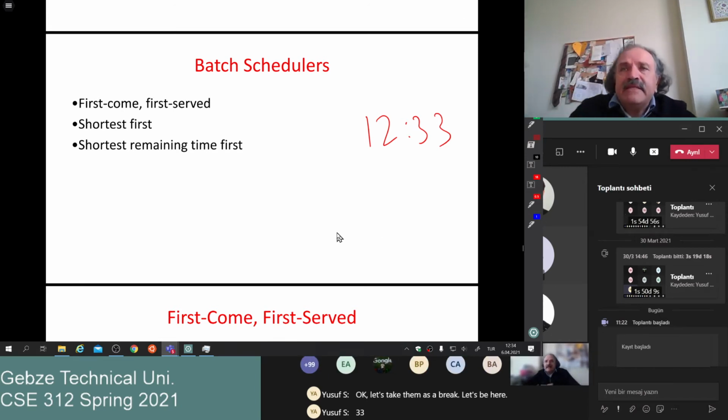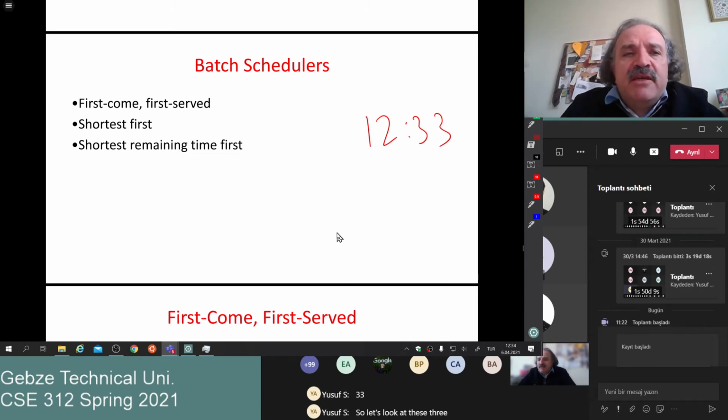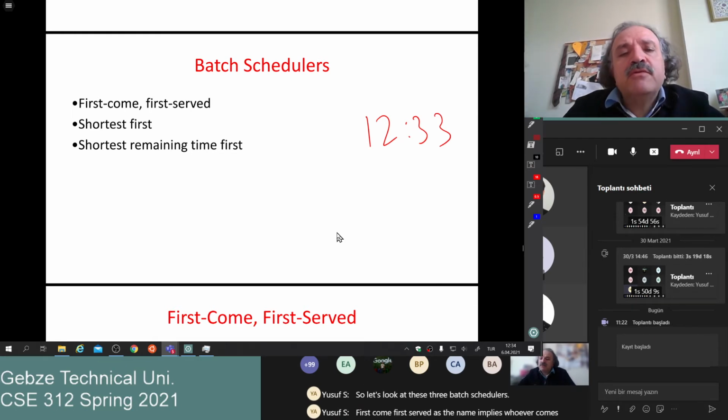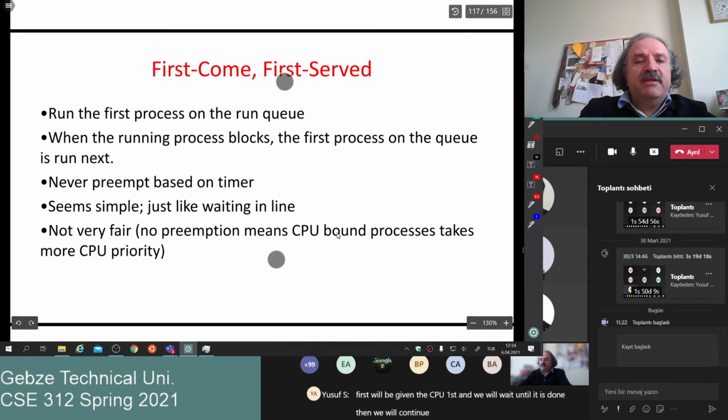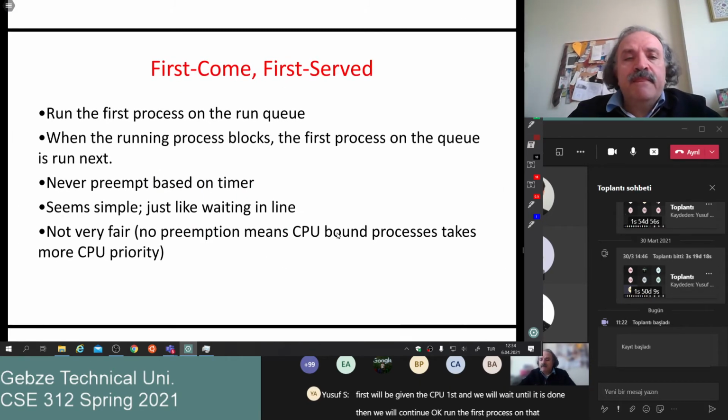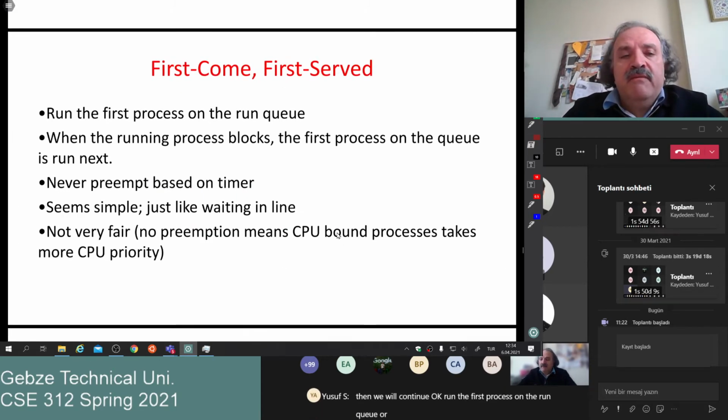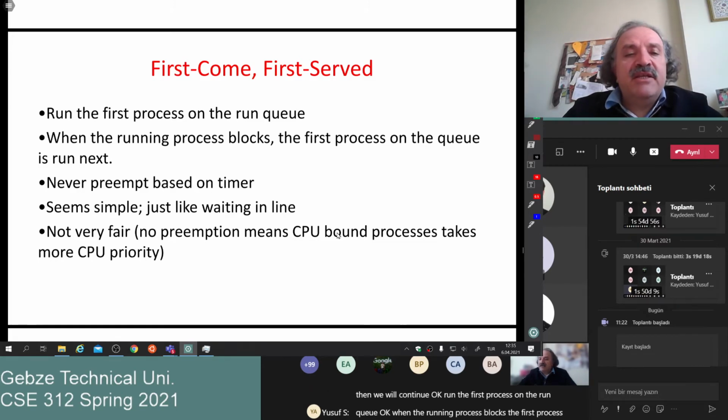So let's look at these three batch schedulers. First come, first served, as the name implies. Whoever comes first will be given the CPU first, and we will wait until it is done. Then we will continue. Okay, run the first process on the run queue. When the running process blocks, the first process on the queue is run next, et cetera.